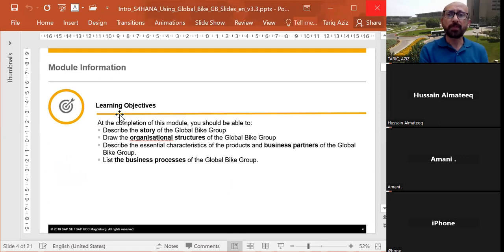So in this module, we'll talk about the story of Global Bike. We'll talk about the organizational structure of this company. We'll talk about the business partners this company is dealing with. It could be a customer, it could be a vendor from where this company is purchasing the material. And then we'll talk about the business processes.